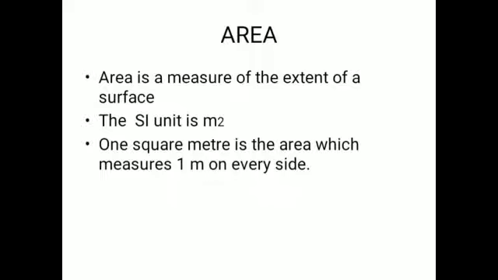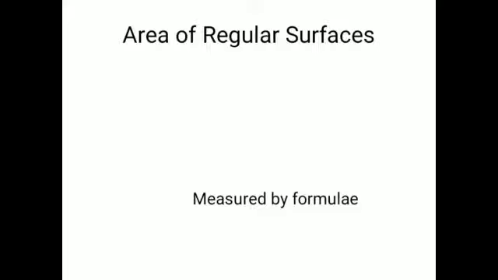As you know, the meter is the SI unit of length, so the unit of area is meter square, and 1 square meter is the area which measures 1 meter on every side. After covering its definition, we will try to learn the ways of finding the area of regular surfaces. You know how we can measure them?